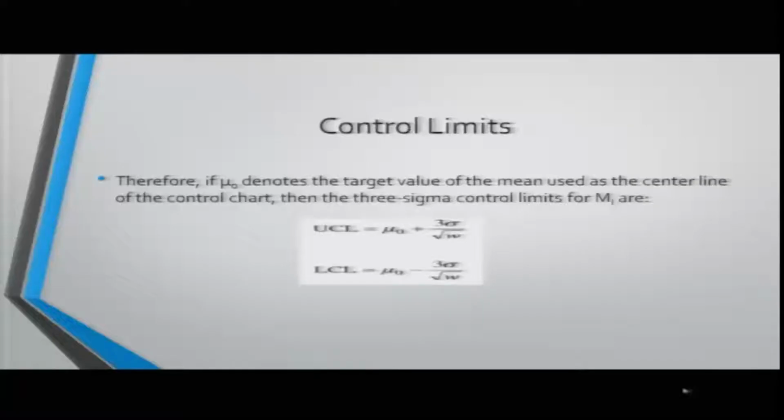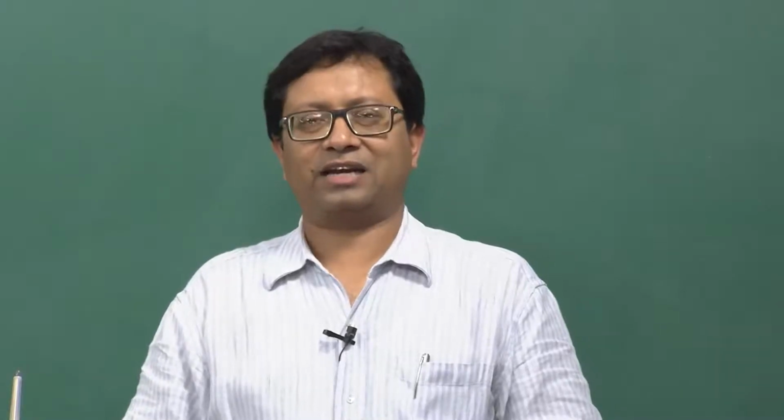Therefore, for these methods mu naught or mu hat denotes the target value. So, obviously you can find the upper control and lower control limits accordingly. Here also the central limit theorem comes into play. The upper control limit would be mu plus and the lower control limit would be mu minus. The plus and minus values would be 3, which is the factor, because I am trying to take about 99% confidence, multiplied by the standard deviation divided by the square root of w. W, if you remember, is basically n, the number of readings.